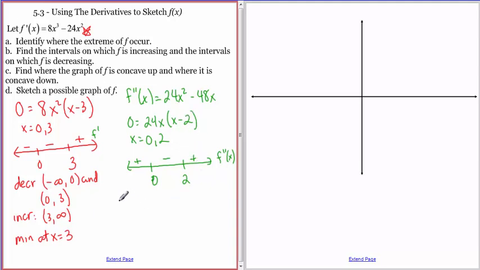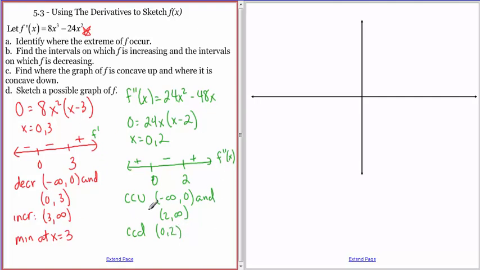So we are concave up on the interval from negative infinity to 0, and from 2 to infinity, and we are concave down on an interval. Remember, concavity is an interval, from 0 to 2.